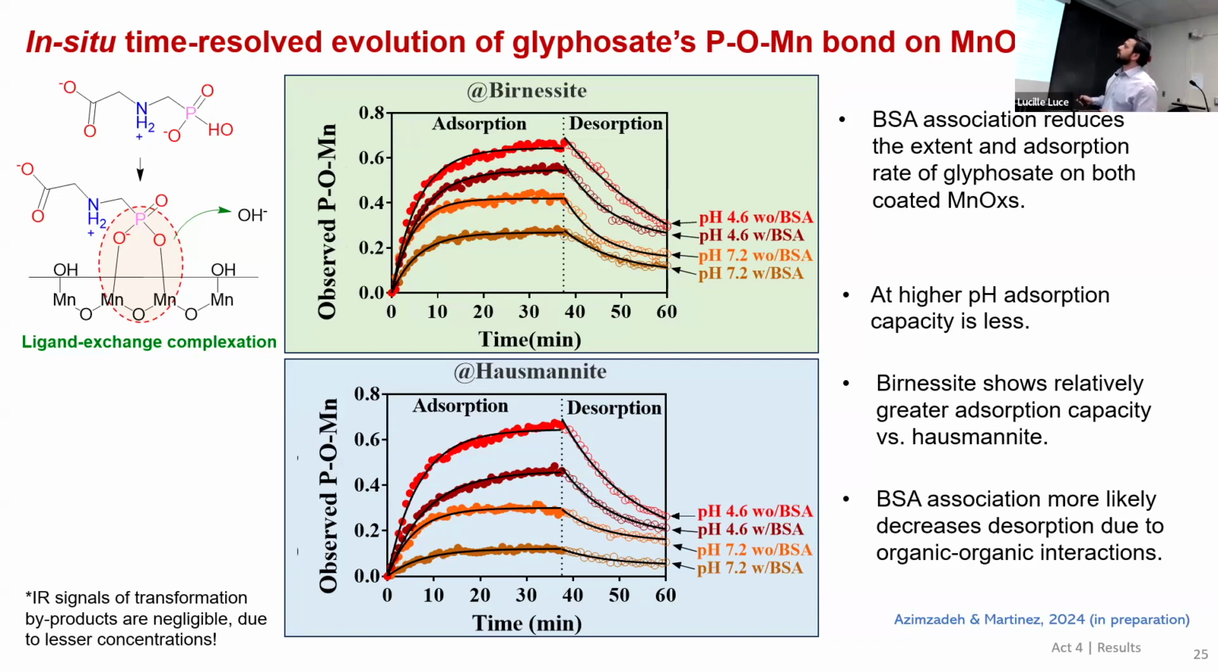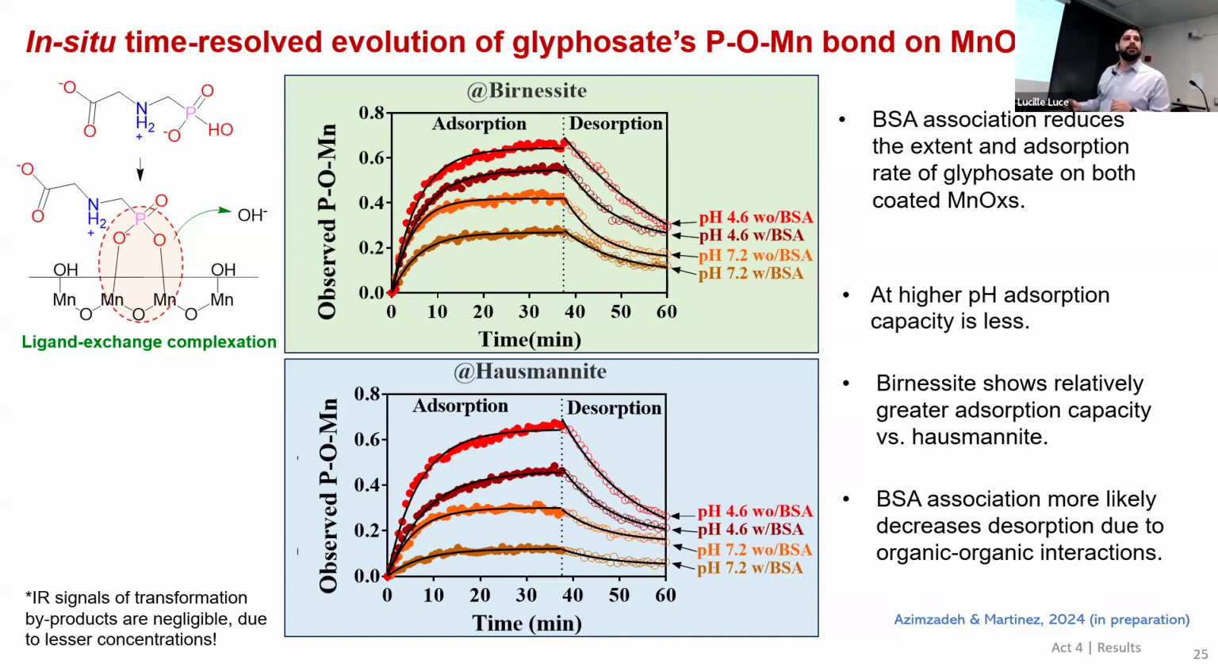The first two lines from the top are showing the experiment at pH 4.6 without and with BSA protein. And the next two, which are lower, showing lower adsorption, are pH 7.2. So this is the first result: increasing pH decreases adsorption. And that makes sense. Glyphosate becomes more negatively charged, and the surface also gets more negatively charged because those manganese oxides have a low ZPC, zero point of charge. When the pH is above that, the surface becomes more negative, and we have more repulsive force.